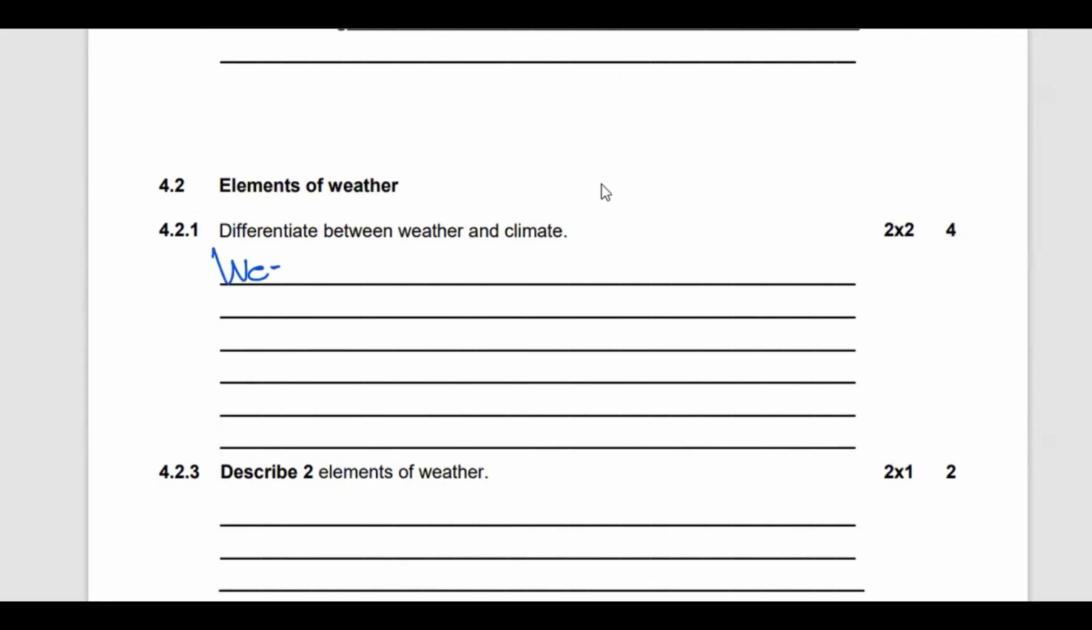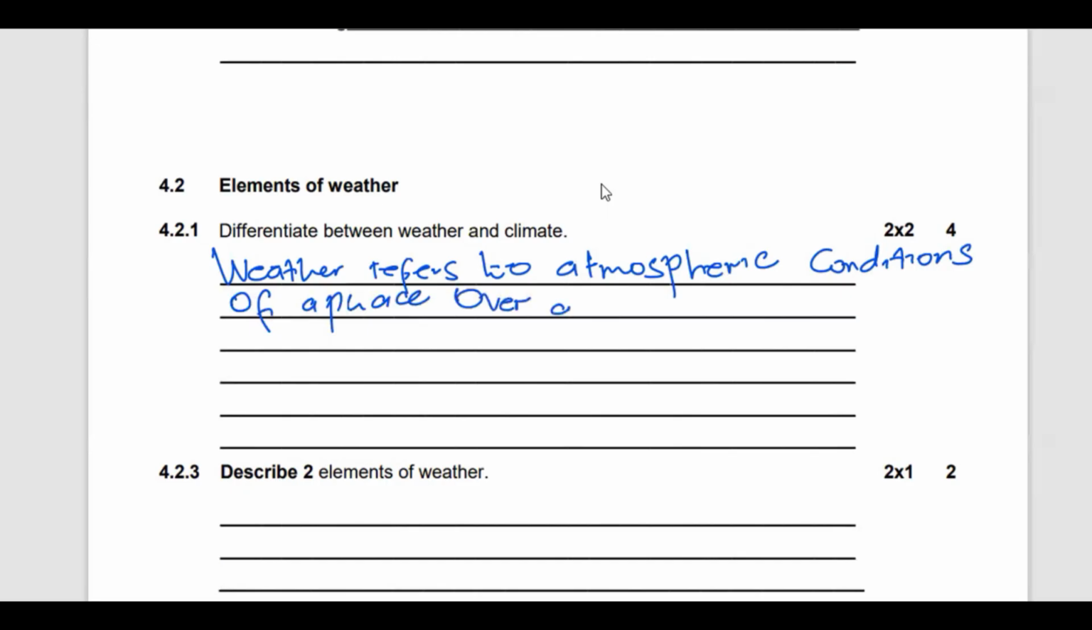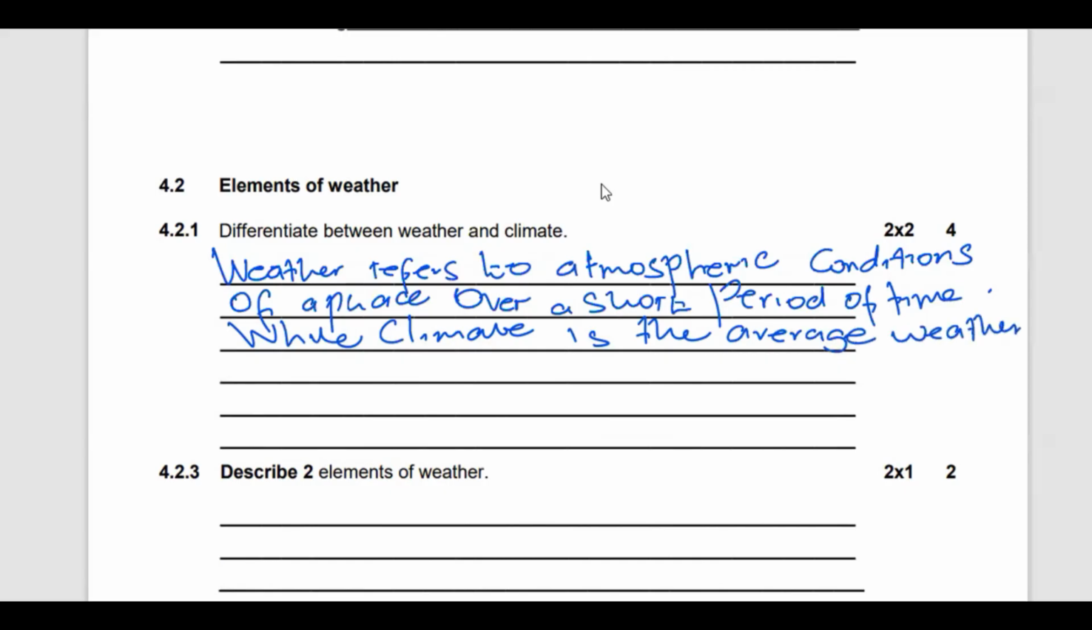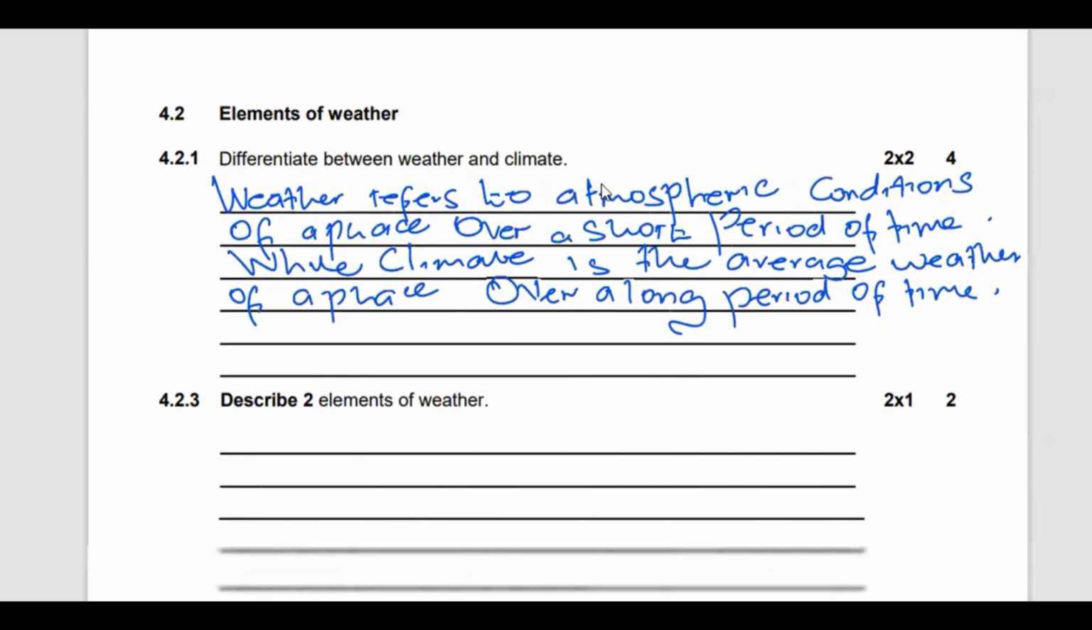All right, elements of weather. Define weather and climate. Weather refers to atmospheric conditions of a place over a short period of time, while climate is the average weather of a place over a long period of time.